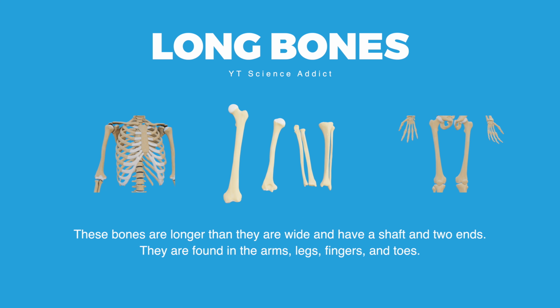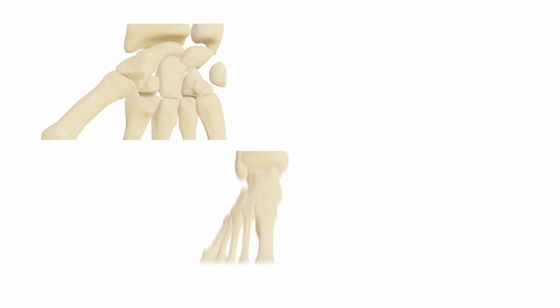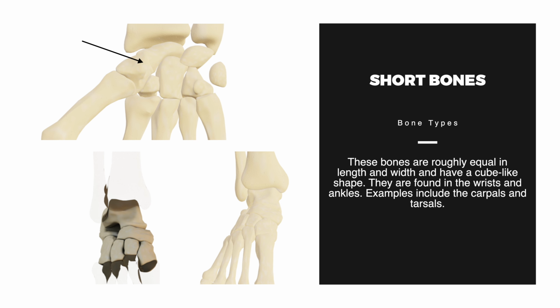They are found in the arms, legs, fingers, and toes. Examples include the femur, humerus, ulna, radius, tibia, and fibula. Short bones. These bones are roughly equal in length and width and have a cube-like shape. They are found in the wrists and ankles. Examples include the carpals and tarsals.